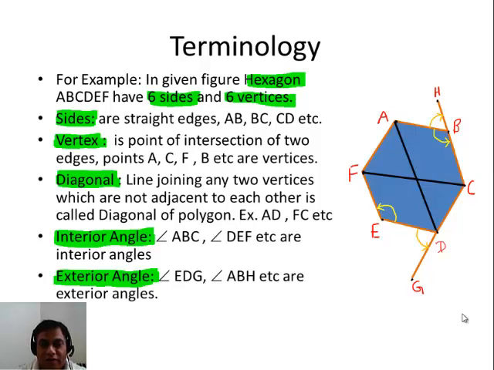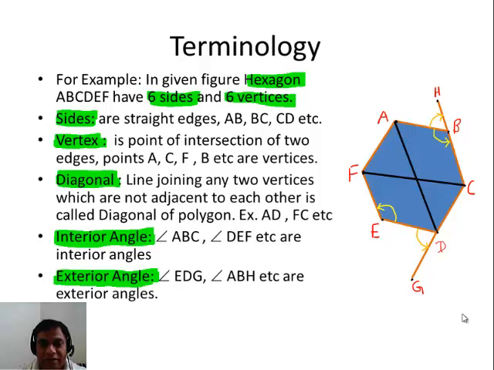Next concept is diagonal. A diagonal is the line or line segment joining any two vertices which are not adjacent to each other. For example, in the given figure, AB cannot be considered a diagonal, whereas AD can be considered a diagonal. Similarly, AF cannot be considered a diagonal, whereas FC can be considered a diagonal.